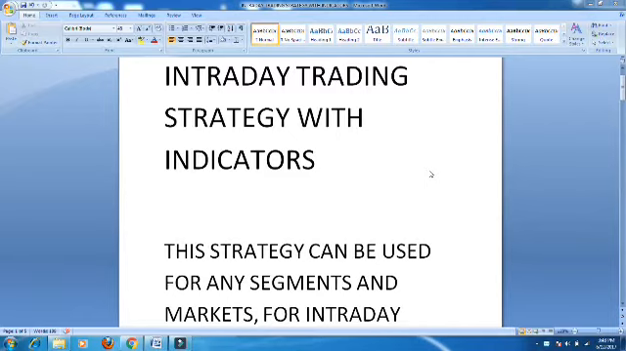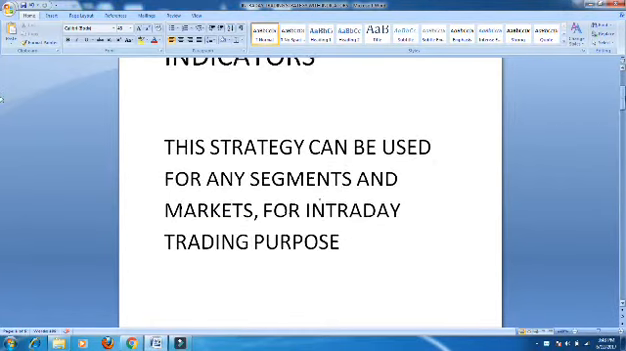This strategy is based on intraday trading with indicators. It can be used on any segments, on any markets like MCX, NSE cash or futures or anything. So this is only for intraday trading purpose. I have not tested it for positional or any other thing, so you can test it on your own for positional and let me know what you feel about this.